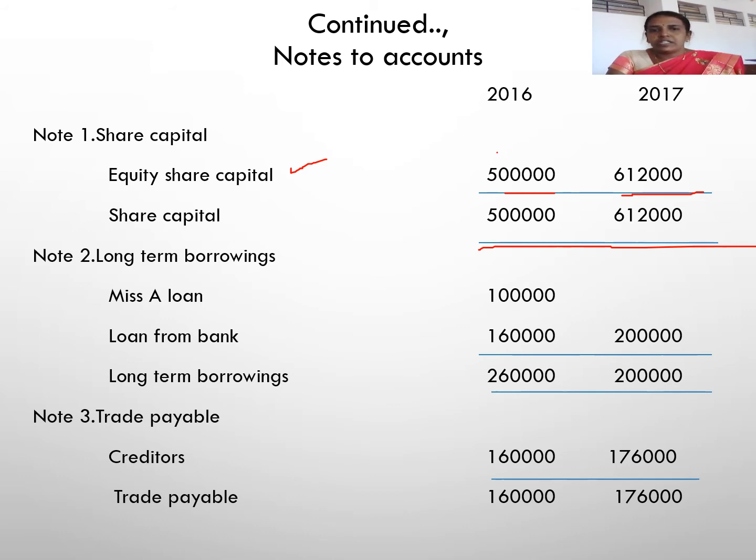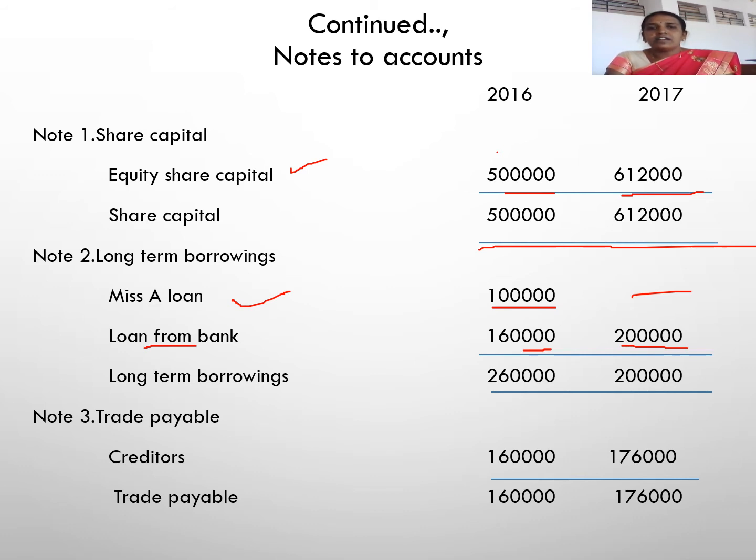In that Mr. A's loan is there to the extent of rupees 1 lakh in the year 2016, and in the year 2017 there is nothing in Mr. A's loan, means that Mr. A's loan is repaid in the year 2017. Then next one is a loan from bank. It is 1,60,000 in the year 2016 and rupees 2 lakh in the year 2017. That is there is an increase in the loan from bank.